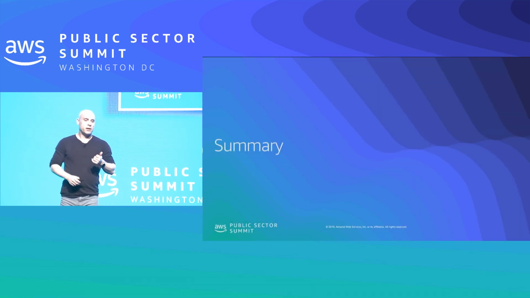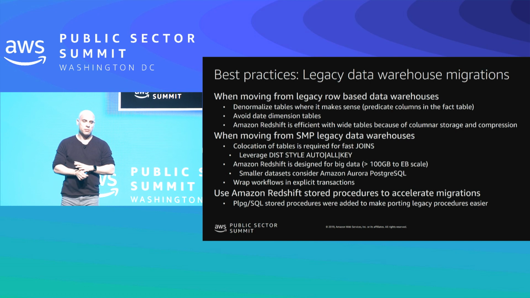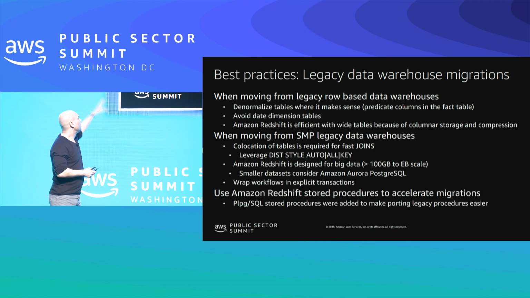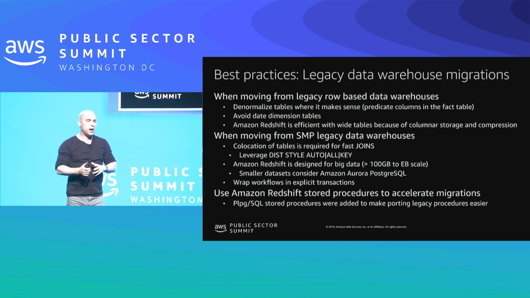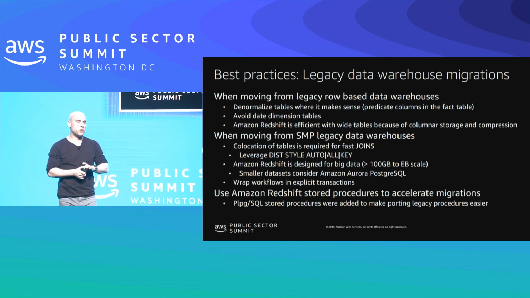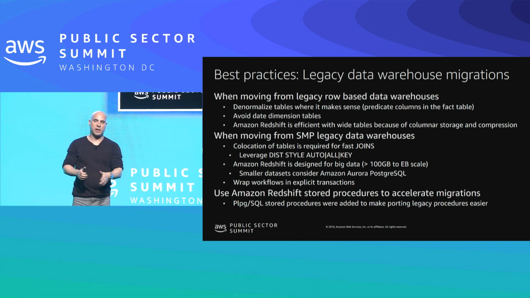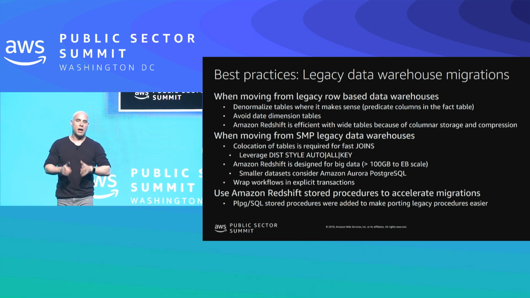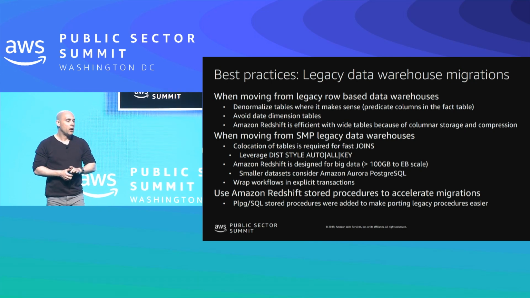Now, just to hit the summary here, I put this together for those of you moving from legacy systems. If you're coming from a row-based database, which many people are, denormalize further. Remember, don't use those date dimension tables. Get whatever you're going to be filtering on, the predicates, into your fact table. Redshift is columnar. It does well with really wide fact tables. I have customers that run 300 plus columns on a single table, and that's fine.